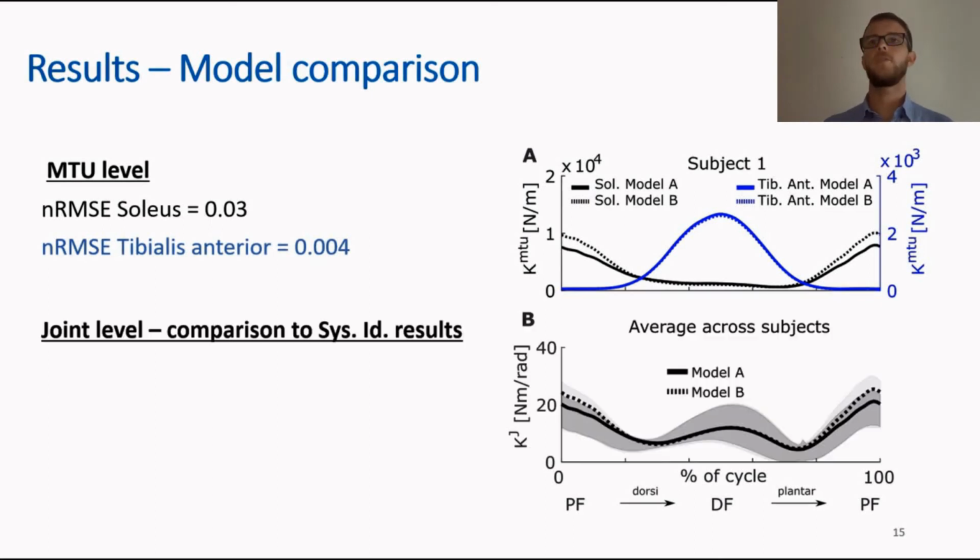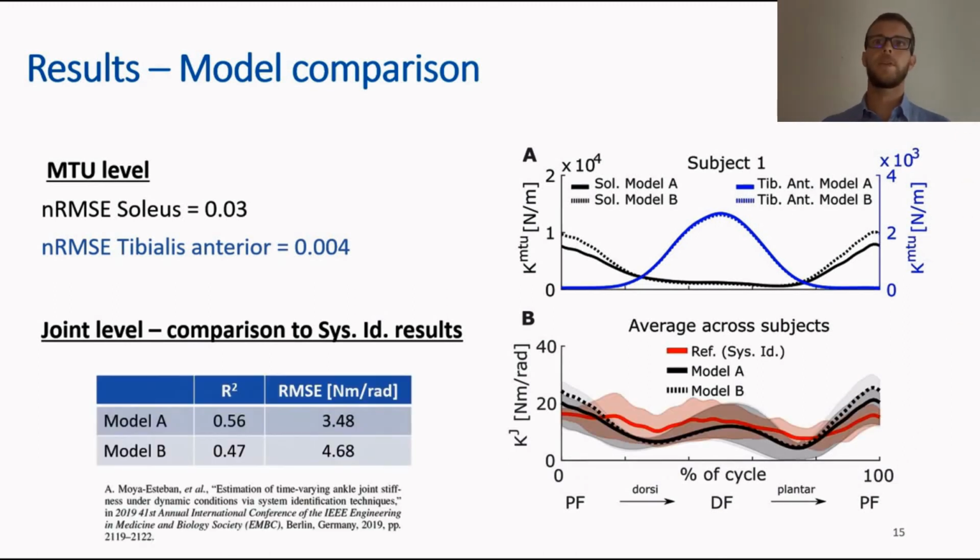We then moved to the joint level and looked at the average stiffness across all subjects. Here we see the difference between both models. It is remarkable that the largest discrepancy is obtained in the proximity of the plantar flexion peak of the task, mainly because the plantar flexors have a larger pennation angle than the dorsiflexors.